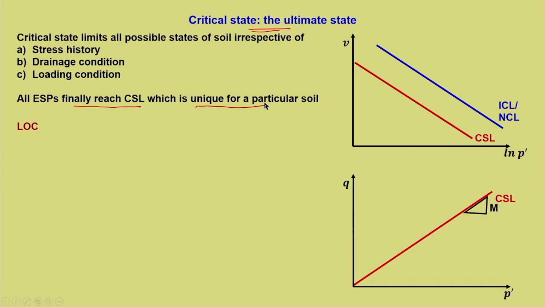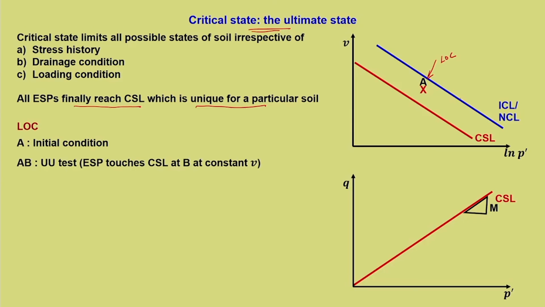So, let us start with a lightly over consolidated state of the soil. Till now we were discussing mostly about NC or HOC. For this example, let us consider the lightly over consolidated state. Let us say A is the initial condition. Let us say this is A. Now, you can see that it is towards the left of NCL, and hence this state is LOC. AB, which represents the UU test, means the ESP touches critical state at B at constant V.